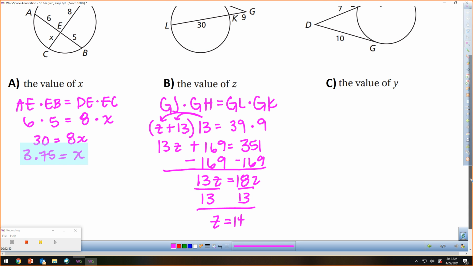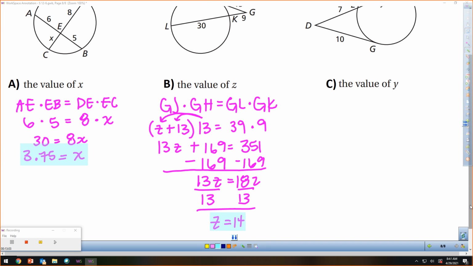Yes, ma'am. Yeah, like you had 30 times 9 equals Z plus 13. Yes, that's totally fine. Yes. You don't have to do the letters for the homework, no.